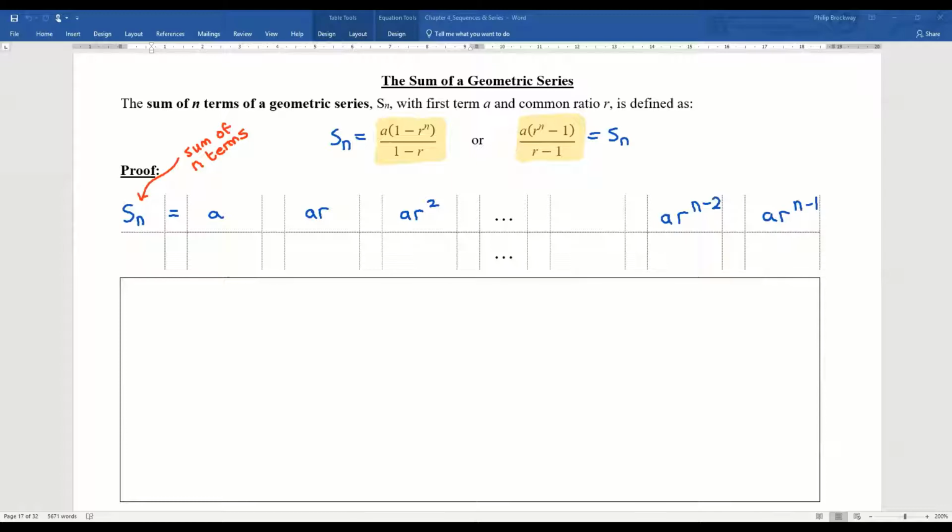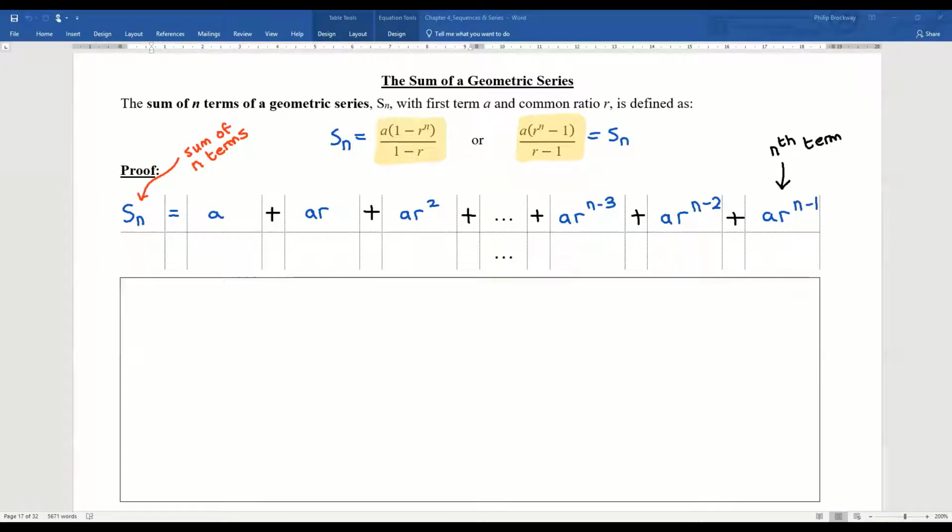And then if we go 1 prior to that one, it's going to be ar to the power n subtract 3, because we're always adding 1 to the n as we move along the series. And remember, this is a series, so we need to put in the additions. So it's going to be a plus ar plus ar squared plus some more terms. And then we're going to finish off with the nth term. Now, just to remind you, this is the nth term because we're summing the first n terms.